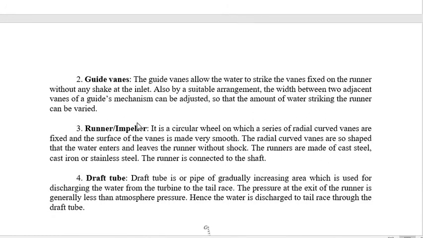Then we have the most important part of the Francis turbine, that is the runner. It is a circular wheel on which a series of radial curved fans, or you can call them blades, are fixed, and the surface of the fans is made very smooth. The radial curved fans are also shaped so that the water enters and leaves the runner without shock. The runners are made of cast steel, cast iron, or stainless steel. The runner is connected to the shaft, which connects to the generator shaft.